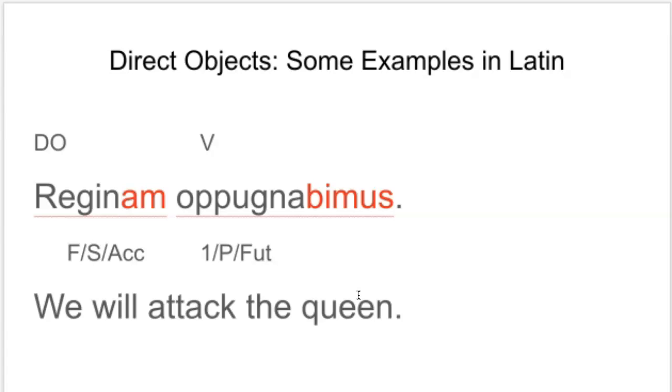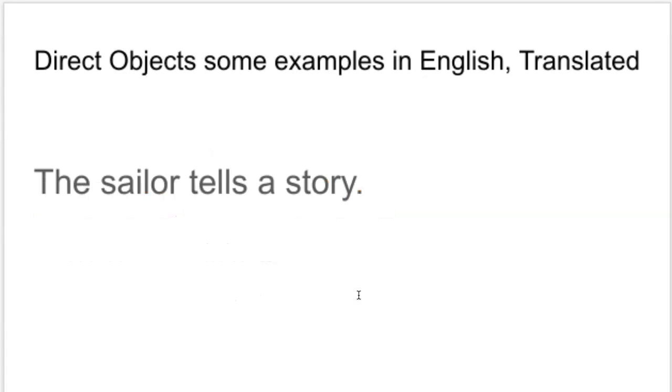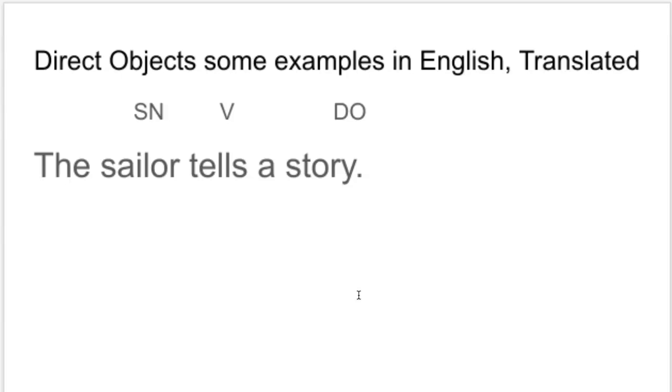Now let's go back and look at those examples that we did earlier in the video, and let's translate these into English. The sailor tells a story. Well, sailor is our subject noun, tells is our verb, story is our direct object. The first thing we want to do when translating it into English is we want to remember traditional Latin word order. Traditional Latin word order is subject noun, direct object, verb.